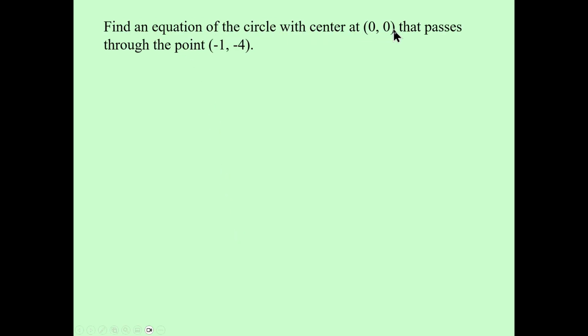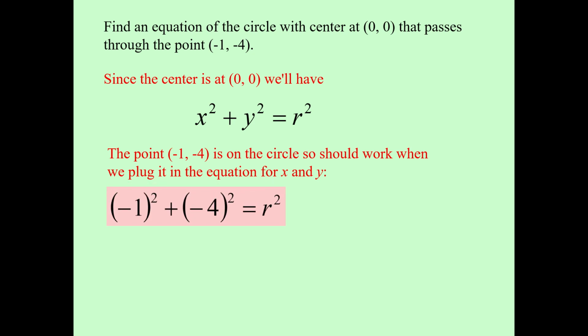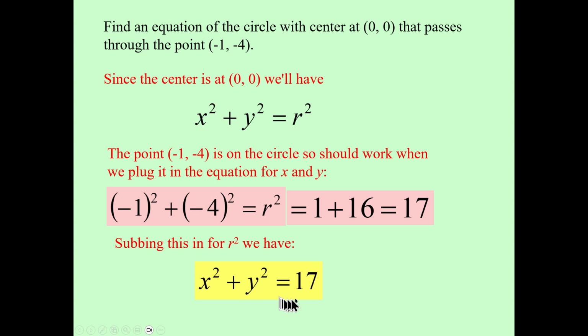Find the equation of the circle with the center 0, 0 that goes through a particular point. Okay, so the center is at 0, 0. We have this equation here. In this case the radius can be found. We can plug in here. Minus 1 squared plus 4 squared equals r squared. So we have 1 plus 16, which is 17. So r squared is 17. So we have x squared plus y squared is equal to 17.